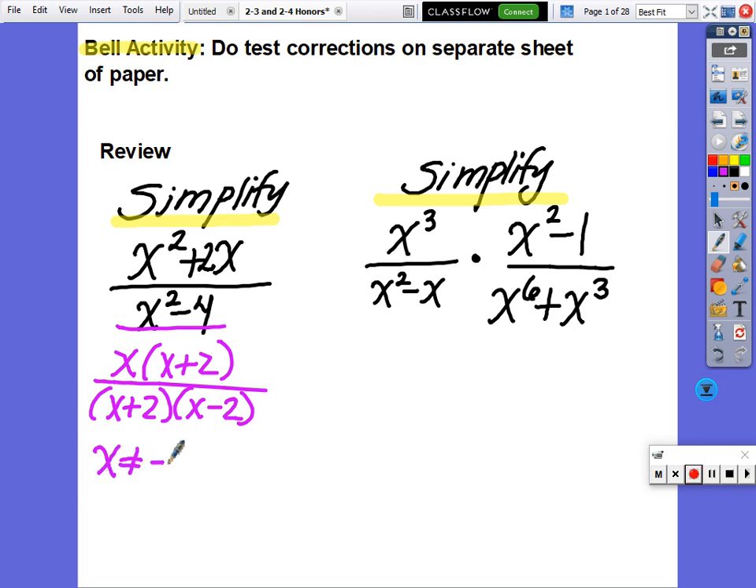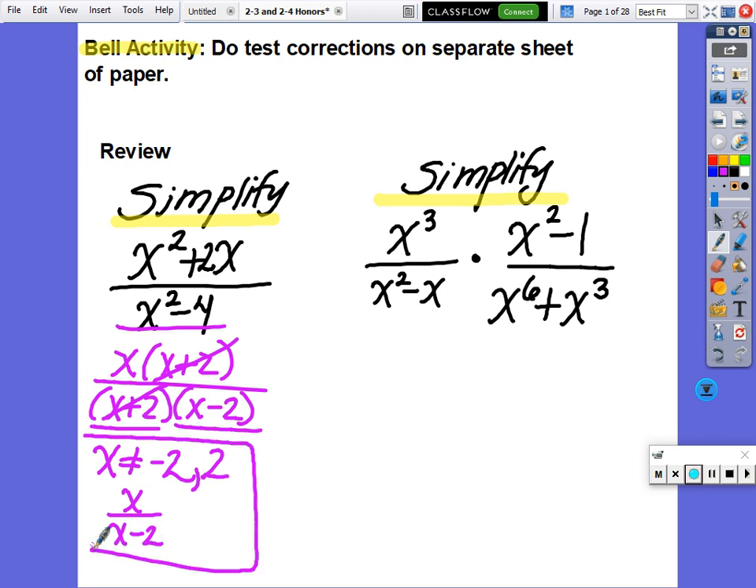So x cannot equal negative 2 for that and 2 for that, right? Then you would divide out exact factors. So then our answer is x over x minus 2 as long as x does not equal negative 2 and 2. Everybody feel comfortable with simplifying?